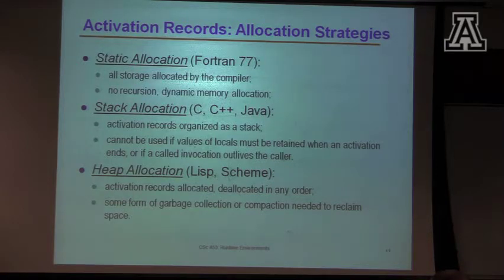Before GNU came out with Gawk, I used to write a lot of code in awk. And awk had static allocation, which is kind of annoying sometimes, but you could work with it. Gawk has functions and recursion, so Gawk now no longer has static allocation. So stack allocation is where activation records can be organized as a stack. So this is what you encounter in C, C++, Java, and so on, the standard stack model, right?